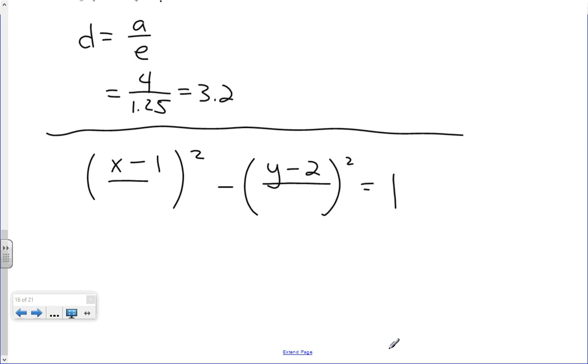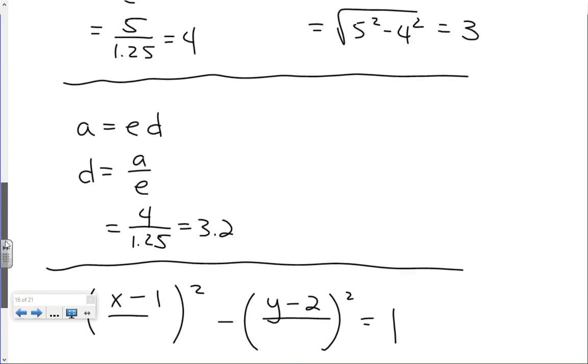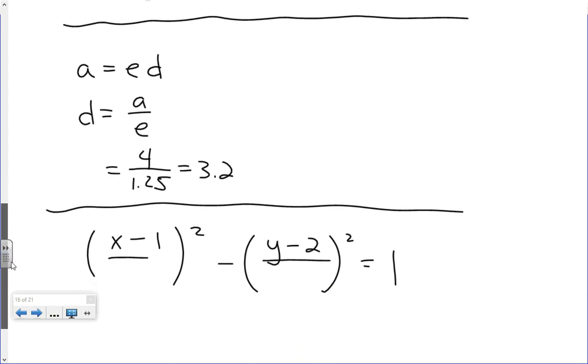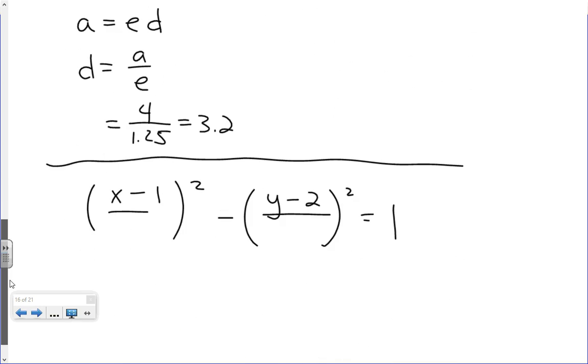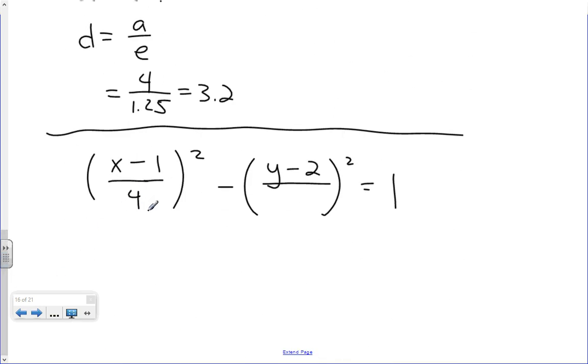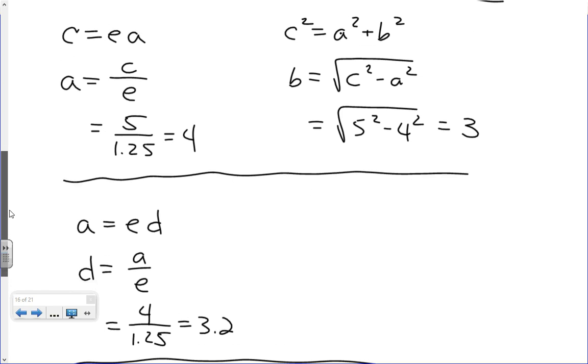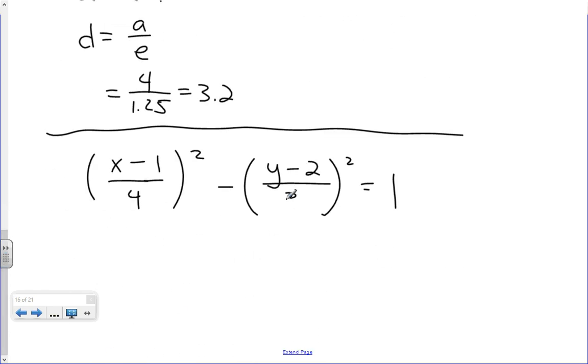Again, the transverse axis is horizontal. So that goes with our x's here. Our transverse axis, the a value we said was 4. Up there and grab that. And then for B we said was 3. That's our conjugate radius. All right, that's part A. Identify the conic and find its equation.